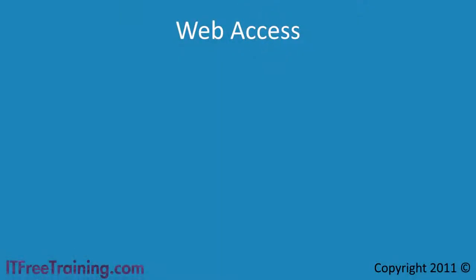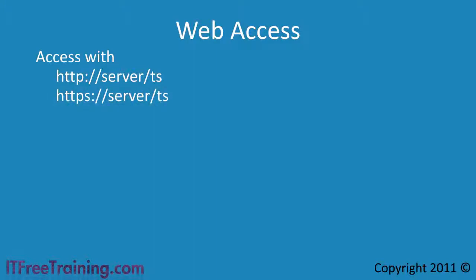Now that TS Web Access has been installed on the server, clients can access it using the URL of the server/TS. If the server has been configured with a certificate, you can use HTTPS to make a secure connection. When you access the web server, this provides access to remote applications set up on that server. You can, however, have the web access component provide access to remote applications on another server.